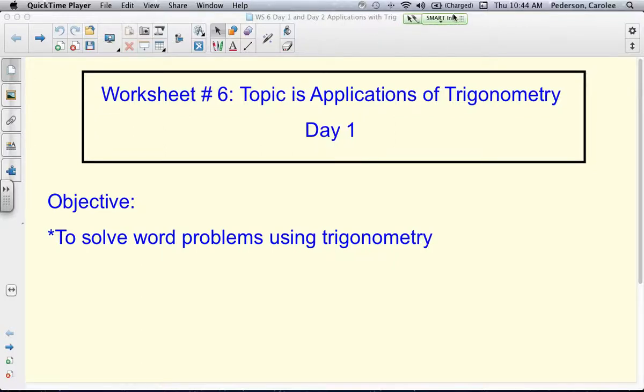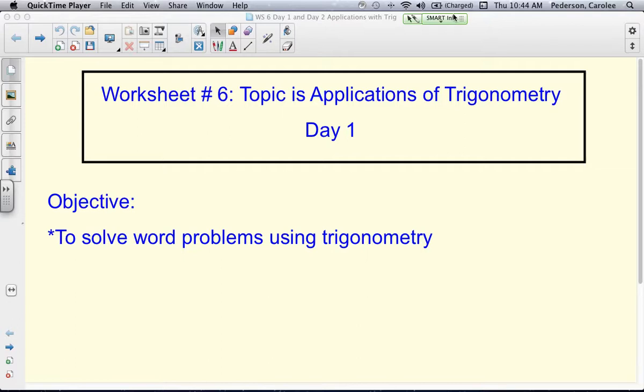This is worksheet number 6. The topic is applications of trigonometry. Day 1. We split this worksheet up over 2 days. The first set of problems, the picture will be drawn for you and you find either a missing side or a missing angle in the picture.